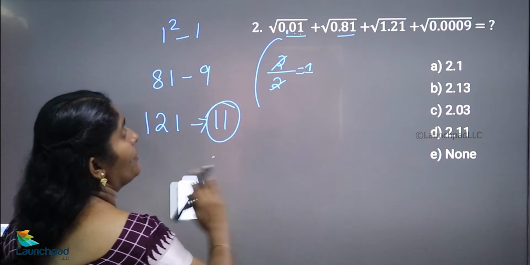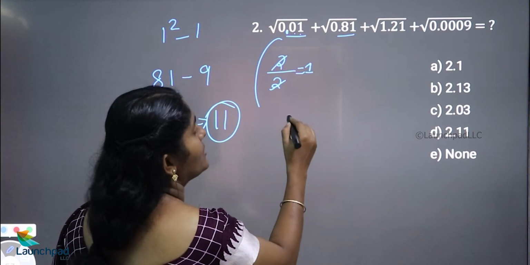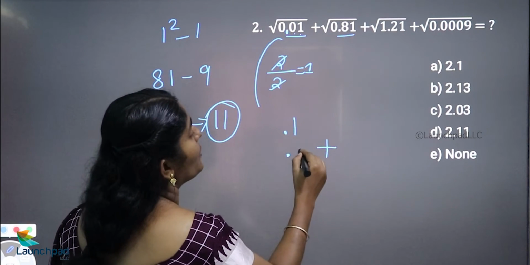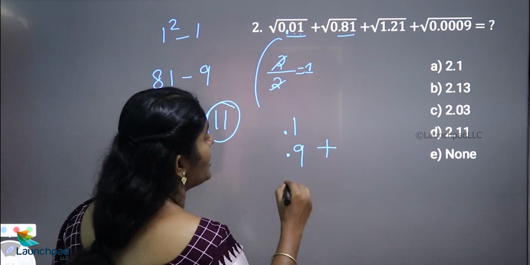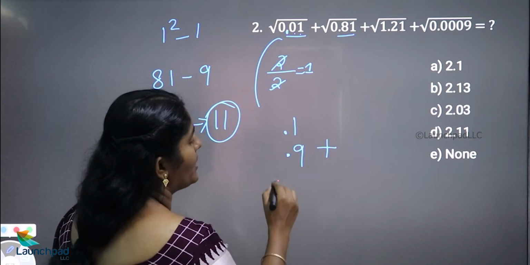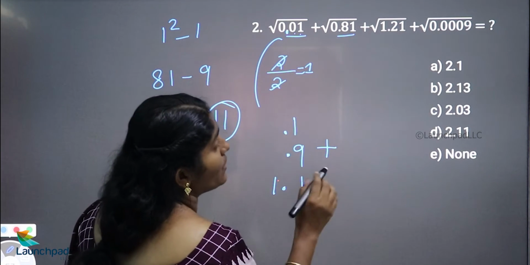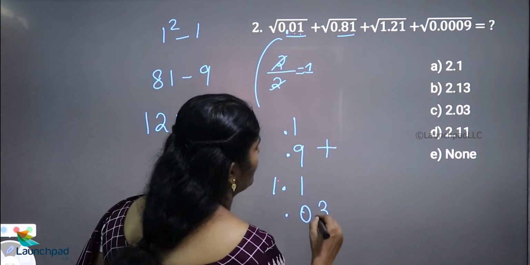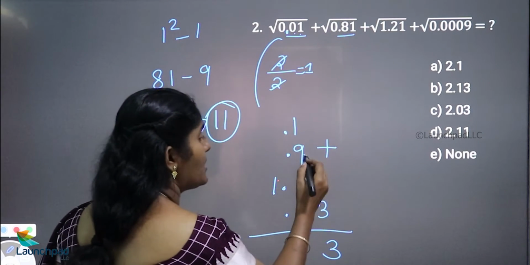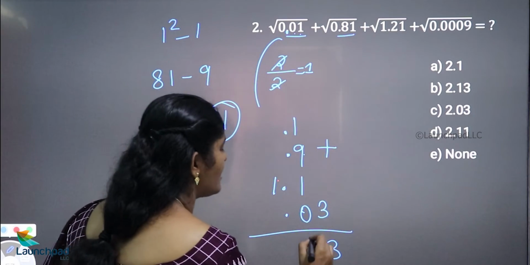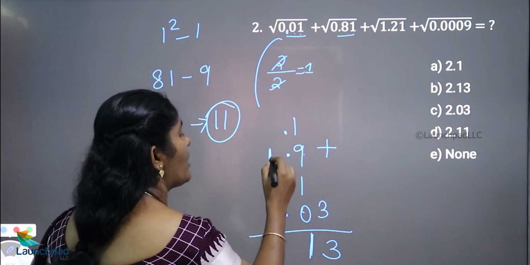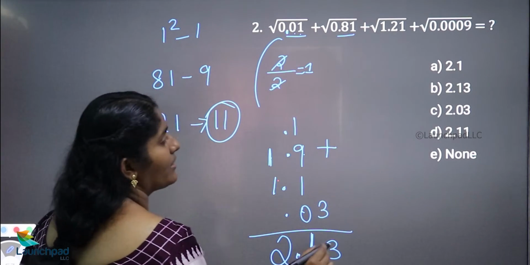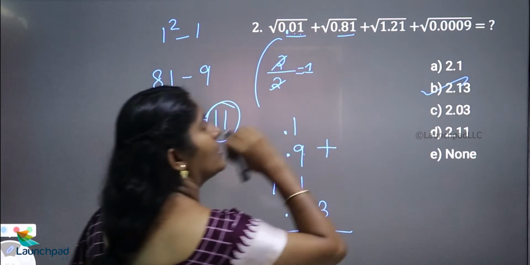So therefore the square root of 0.01 is 0.1, plus the square root of 0.81 is 0.9, the square root of 1.21 is 1.1, the square root of 0.0009 is 0.03. 0.09 plus 0.1... adding, 9 plus 1 is 10, 10 plus 1 is 11, remainder 1, 1 plus 1, 2. So your answer is 2.13.